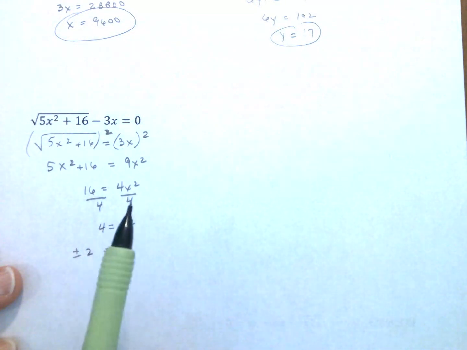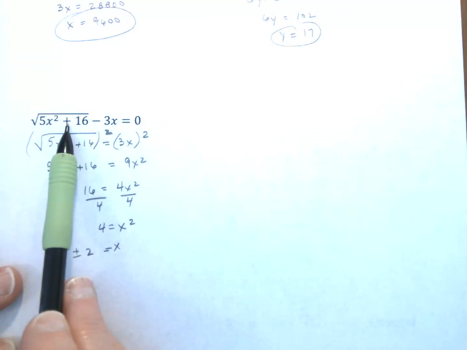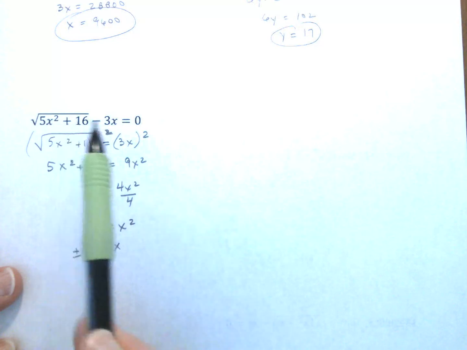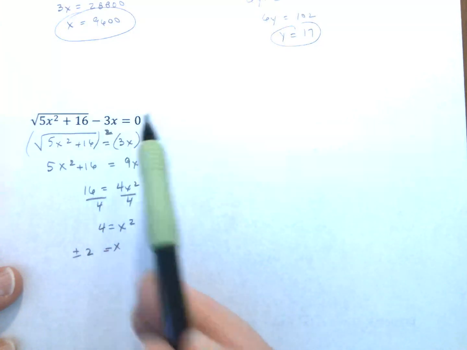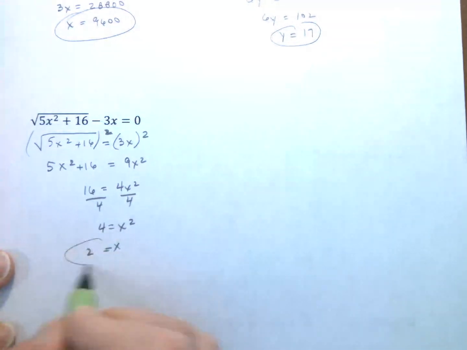So 2 squared is 4. 4 times 5 is 20. 20 plus 16 is 36. Square root of 36 is 6. 6 minus 6 would give me 0, so it's only going to be positive 2 that works for that one.